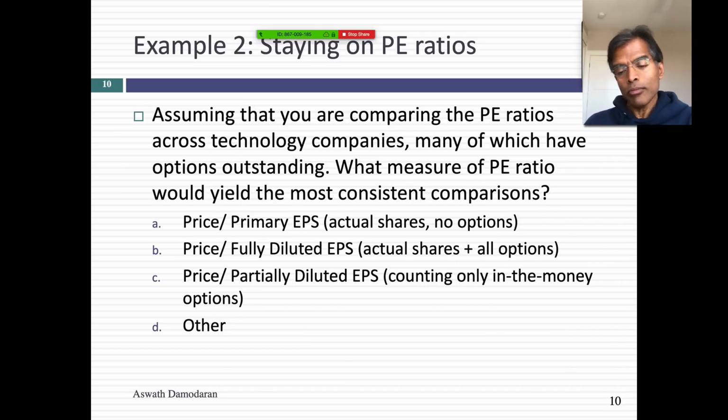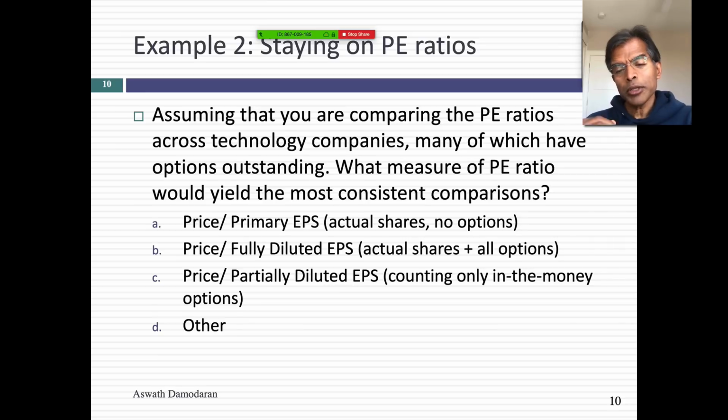Numerator is an equity value, denominator is an equity value. But now let's assume you're using PE ratios to compare across technology companies. And you're trying to come up with a consistent measure of PE ratio, and these technology companies each has options outstanding. Some have a lot, some have very little. Some have options in the money, some have options out of the money.